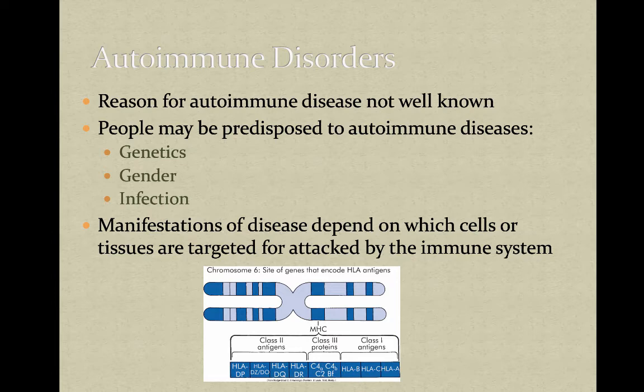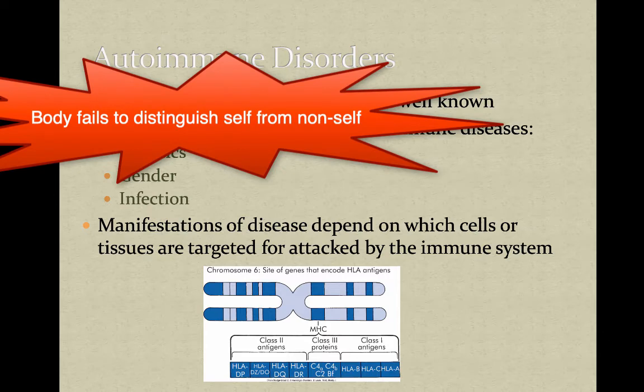So we don't actually know the reason for autoimmune diseases. It's not really well known. The reason why an individual forms an autoantibody to his or her own cells or tissues is not really well understood. But what we do know is the body fails to distinguish self from non-self, and that causes the immune system to basically attack itself.